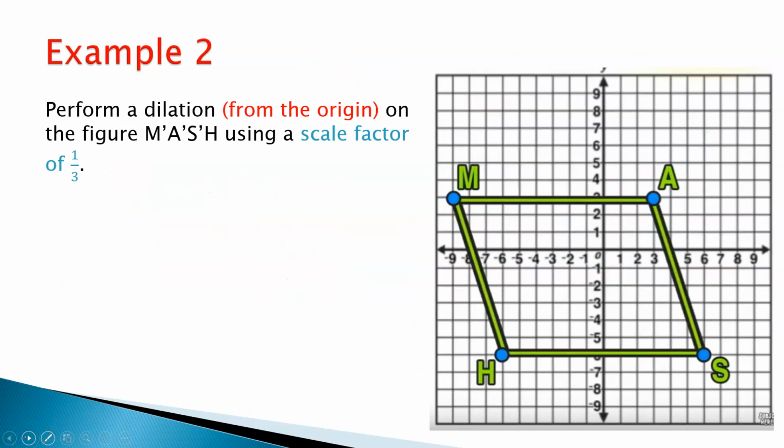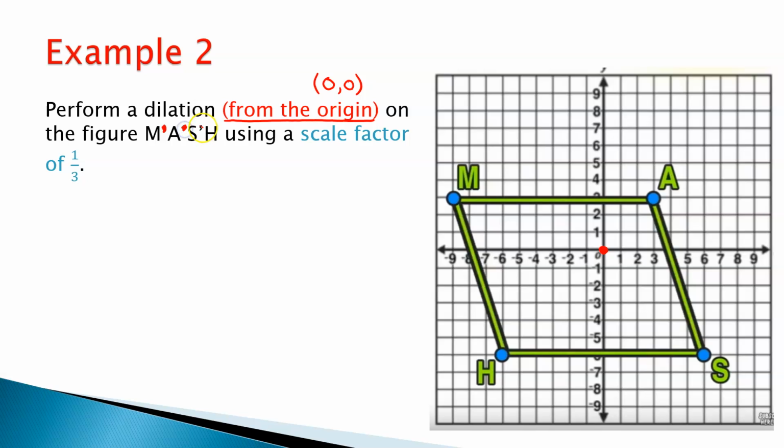Now take a look at this one. Example number 2, perform a dilation. So again, from the origin, I can't stress that enough. So when it's from the origin, from 0, 0, when we're expanding from the center of our graph, we can go ahead and use the coordinates. It says perform a dilation from the origin on the figure. And then those should not have been prime. MASH, it's just MASH using a scale factor of 1/3. So ignore those. My apologies.